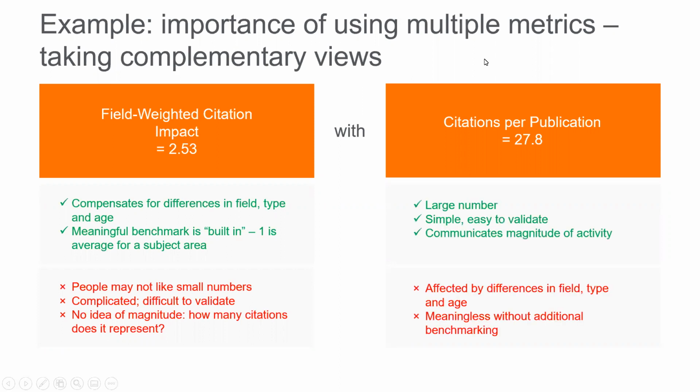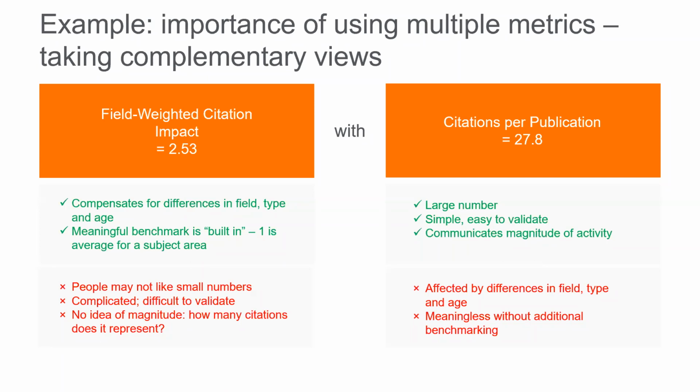So for those who have explored Scopus and CiteScore a lot, they should know what field-weighted citation impact is, right? Field-weighted citation impact compensates for the differences in field, type, and age. So a meaningful benchmark is built in, where 1 is the average for a subject area, meaning below 1 is underperformed, and above 1 you are well performed.